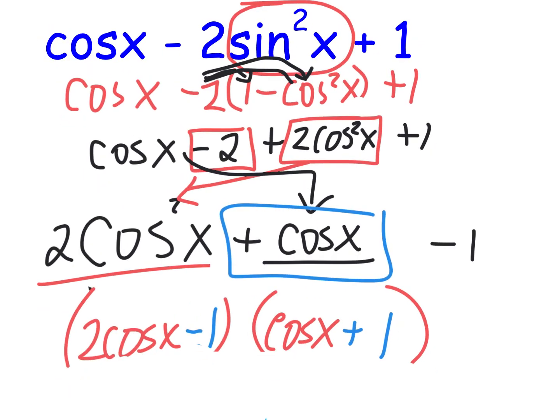Let's talk about it from a big picture again. What happened at the beginning? We couldn't factor because they didn't have the same function. So we had to switch sine squared out for cosine squared, so that at least it was all cosine. Then we had to rearrange it, put the cosine squared in front, the constant, the whole number at the end, and then we could factor it.